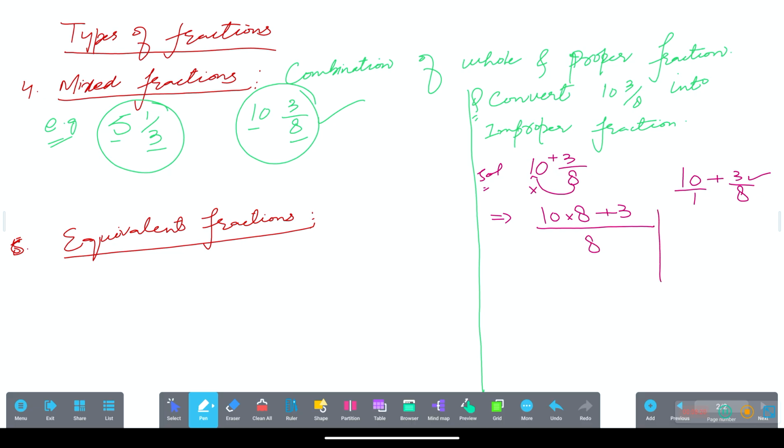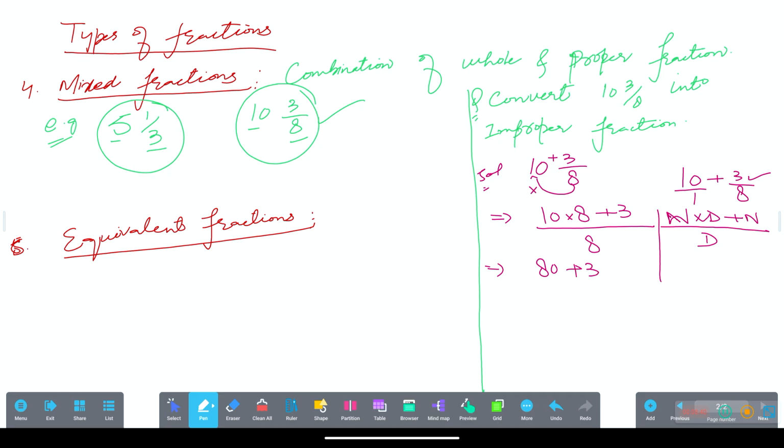What actually is happening? It is the whole part into denominator plus numerator, whole divided by denominator. This is the rough portion here. Now, what will happen here? 10 eights are 80, plus 3.